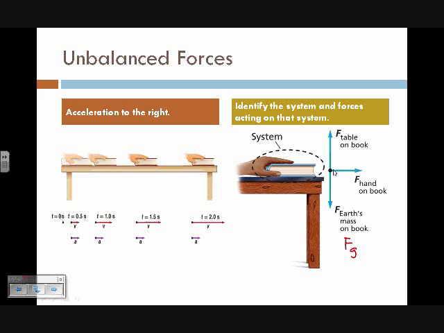The issue here, and we're not going to discuss it in this problem because I haven't shown it, is that there probably is a little bit of friction between the book and the table that would be going against it. And we would actually see some problems where they say take into account friction. Well, then you'd have to draw a force for friction going back in this direction.